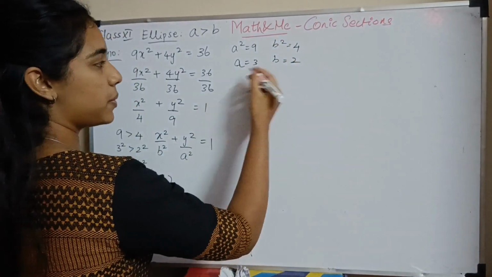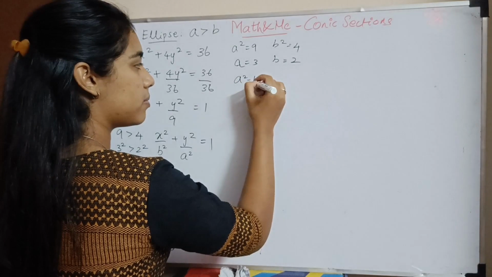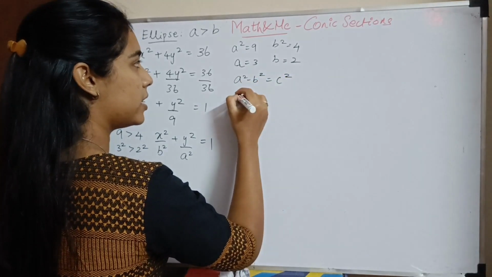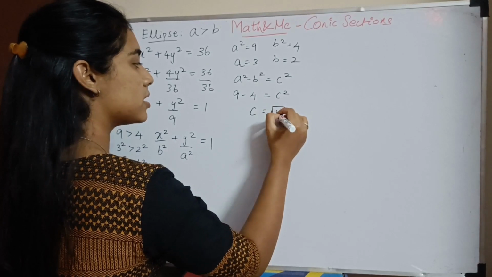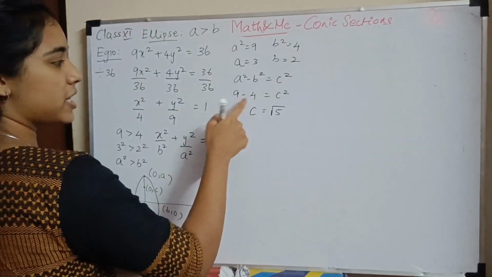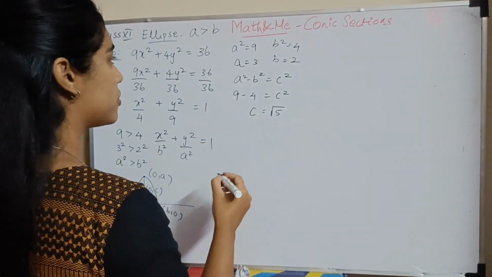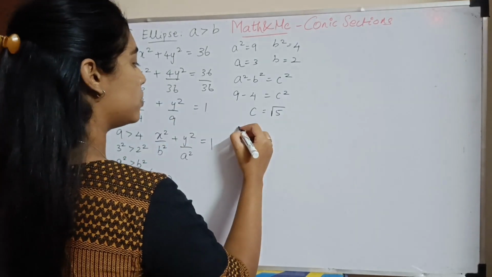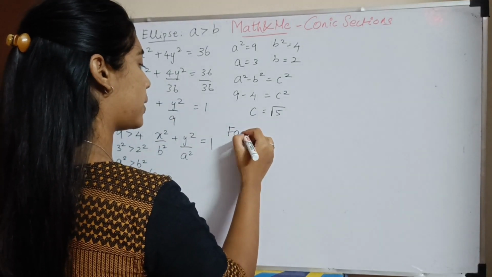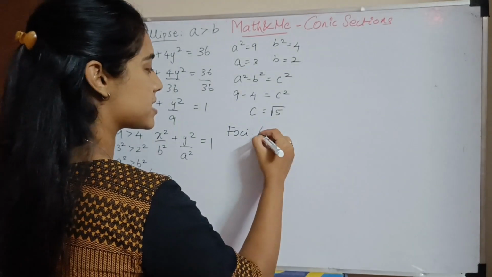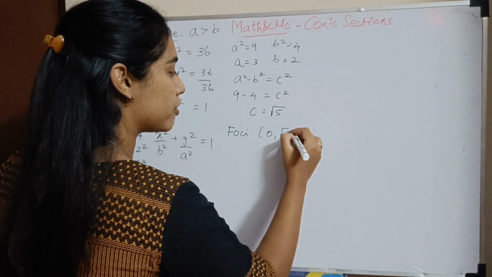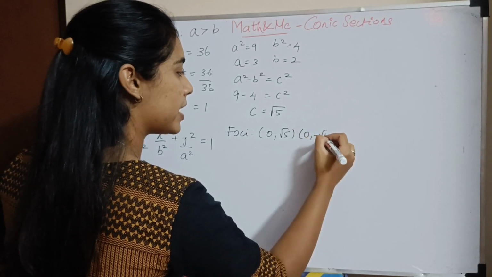What is the relationship between a, b and c? A square minus b square equals c square. So 9 minus 4 equals c square. C equals root 5. 9 minus 4 is 5. C equals root 5. Now I need to find the coordinates of foci. Foci are 0 comma c and 0 comma minus c. So it's 0 comma root 5, 0 comma minus root 5.